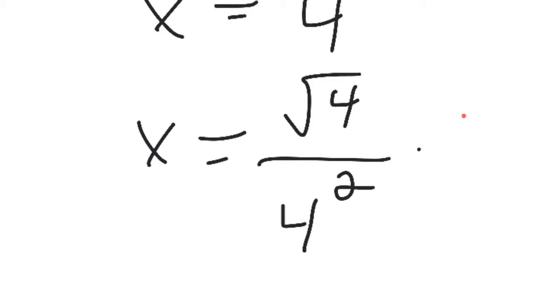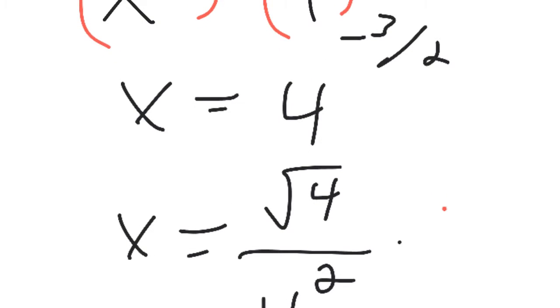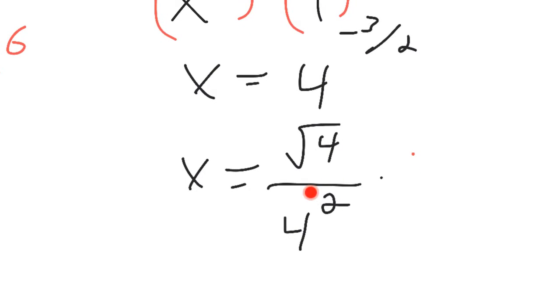These two things are equivalent, because this is 4 to the 1/2 power, and this is 4 to the second power. And when two numbers of the same base are being divided, their powers subtract. So 1/2 subtracted by 2 gives you negative 3/2. So this is another way of writing the same answer.